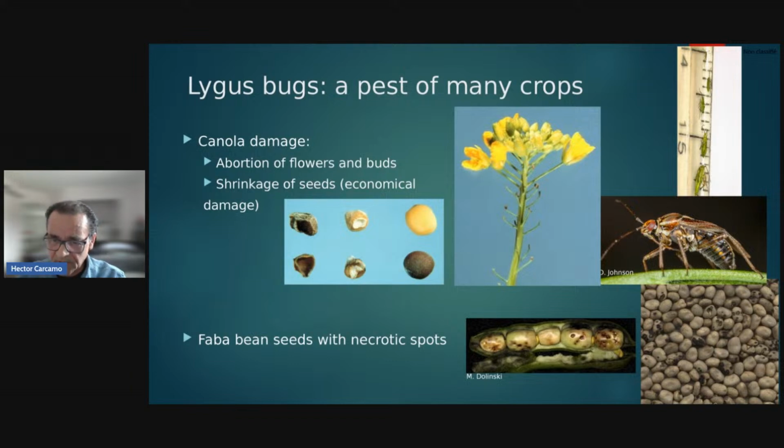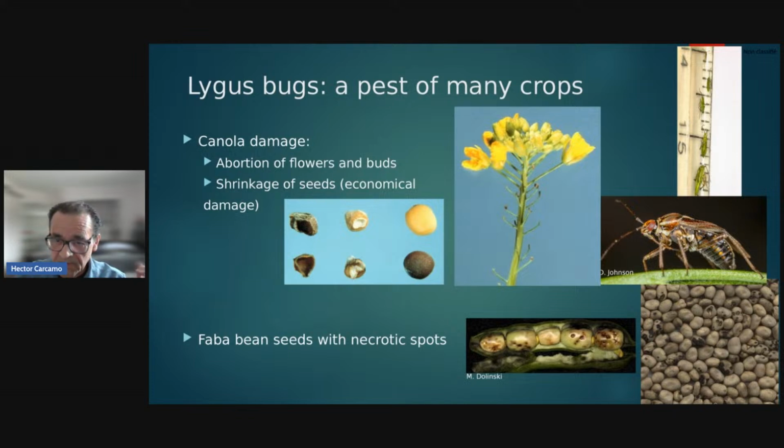insect an actual pest? Just because the insect is there does not mean that the insect is a pest. In fact, when Lygus bugs, and this applies to other insects, when insects are at low levels, they may actually stimulate the plant. And we have shown this in our experiments. We have caged Lygus bugs with canola plants. And if you have low levels of herbivory, you can actually stimulate the plant.